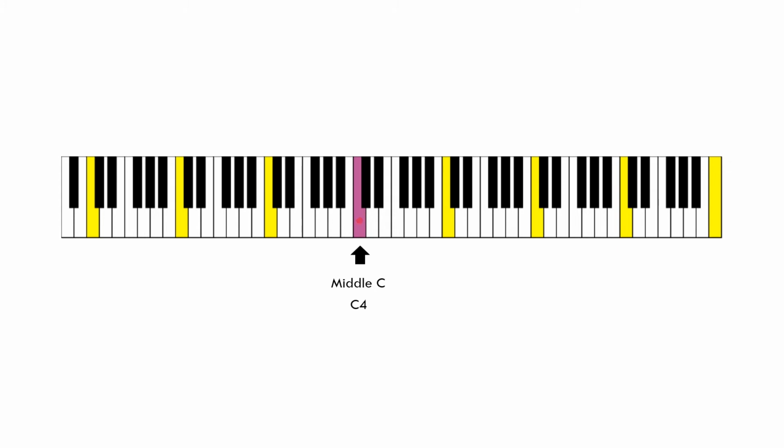Now, count the white keys from the C. We have D, E, F, G, A, B, C. The repeating C, we call an octave higher C. Notice that we have black keys relative to the white keys. A black key between C and D will be C sharp or D flat. Then, we have D sharp or E flat, F sharp or G flat, G sharp or A flat, A sharp or B flat.